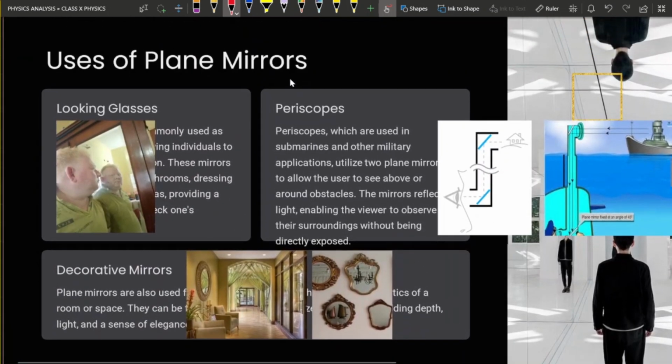Now let us discuss the usage of plane mirrors. What are the uses of plane mirrors? See, plane mirrors are used as a looking glass also. This use is very common. We all are using plane mirrors for looking purposes, right?